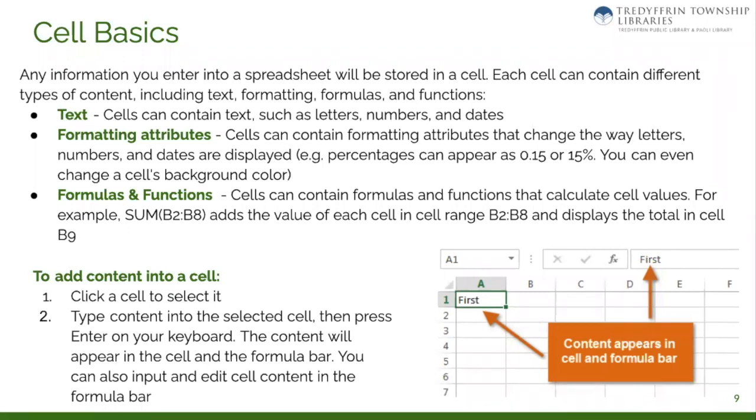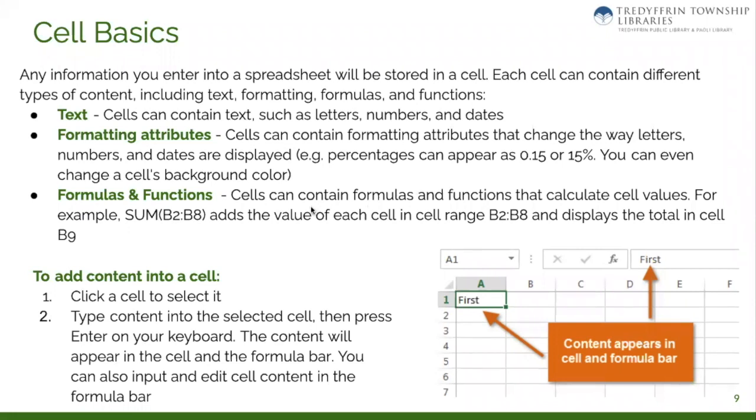So you can tell Excel that you want a specific cell or a specific row or column to appear as percentages, which could be just a simple decimal or an actual percentage. And you can even change a cell's background color, which I'll show you in a little bit. You can also change how dates appear, and change how currency or money appears if you are working with money in Excel.